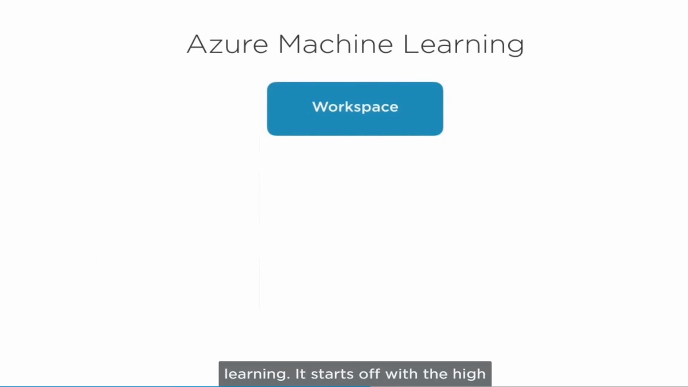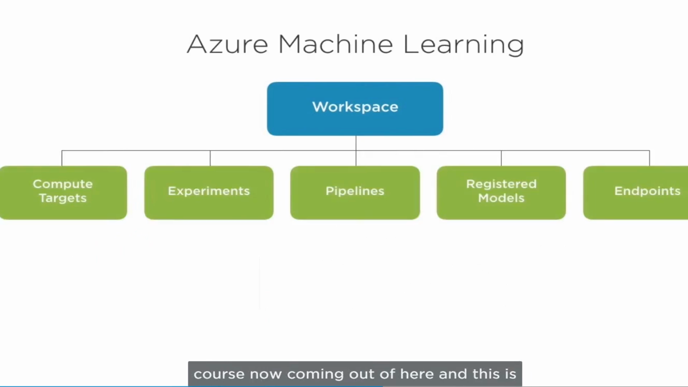It starts off at the high level with our workspace, and we created a workspace in the initial module in this course. Now coming out of here, and this is an abbreviated list, but we have several components. We have our compute targets, which can be local or remote. We have experiments, and this is where we begin to build out tests that validate our hypothesis. We then have pipelines, and then we have a place where we register our models, and then we have our endpoints that have been deployed.